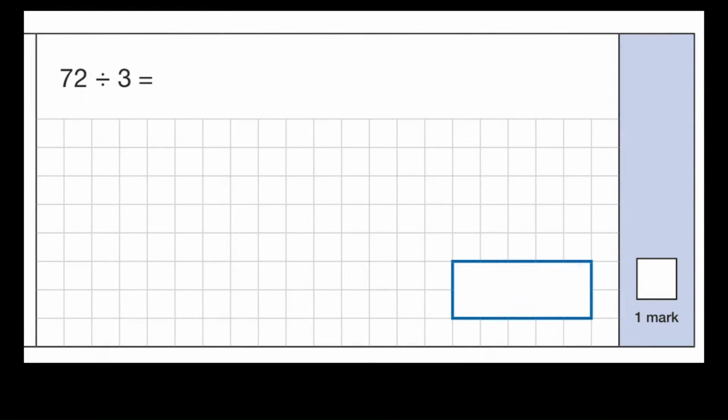Before we launch into long division, we're going to do a few questions that require short division or don't require bus stop method at all. So this one will need bus stop method. 72 divided by 3. You will have done this before year 5. So we're going to put 72 in the bus stop and we're going to divide it by 3.